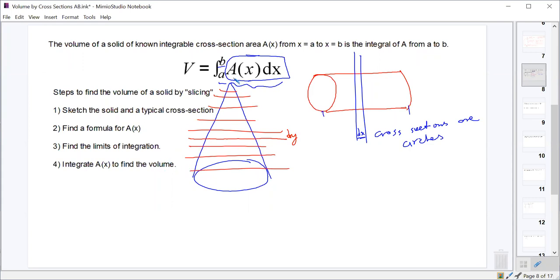But the good news is, if I can find a generic formula for the area of any circle by placing this, let's say, in a coordinate plane, I should still be able to find the volume of that solid. Does that make sense to everyone? Hopefully that makes sense.